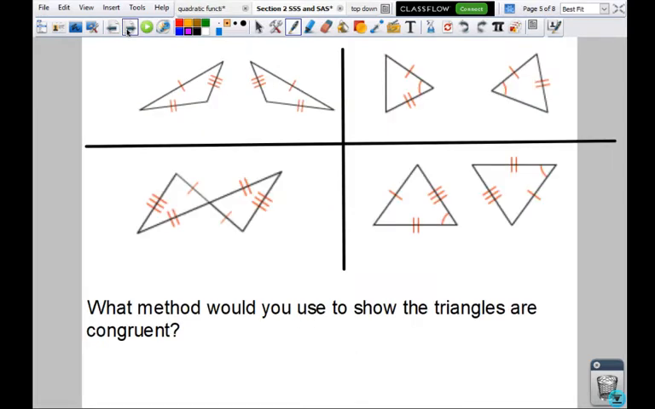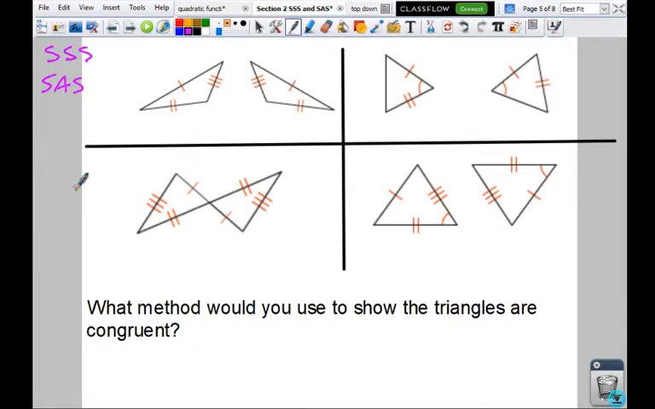Okay, we're going to look at some of these triangles here, and we're going to say what methods can we use to show these triangles are congruent. So we've learned two methods. We've learned side, side, side. We've learned side, angle, side. We're going to see which of those two methods we can use on these.